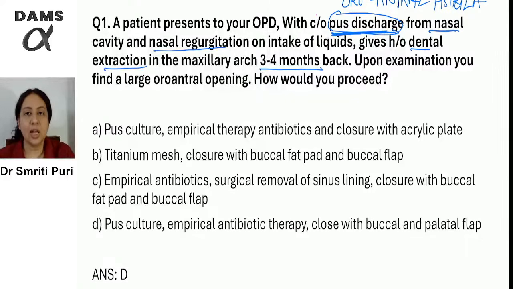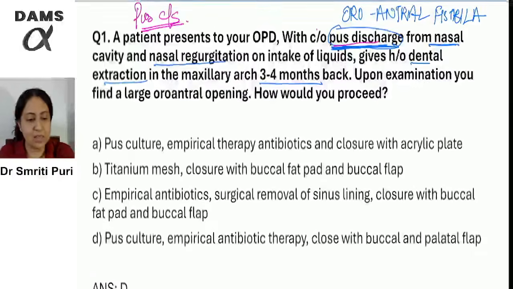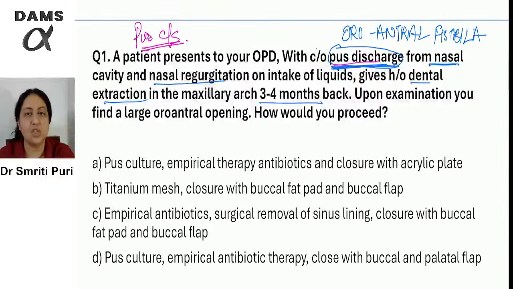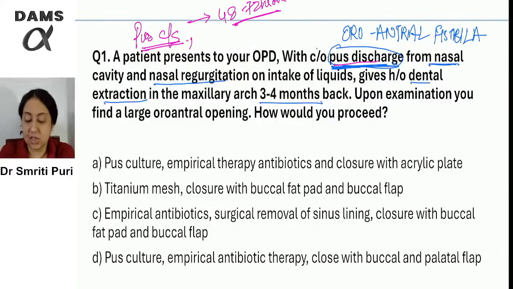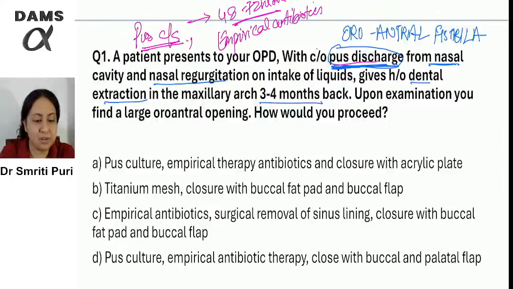Now looking at the situation given in our question, pus discharge. Wherever there is a pus discharge, you will first do a pus culture sensitivity, always. From any wound, from any surgical site, anything, you will do a pus culture and sensitivity. Pus culture sensitivity takes around 48 to 72 hours to be available. So till the time pus culture reports are available, you will give empirical antibiotics. Empirical antibiotics are nothing but broad spectrum antibiotics.